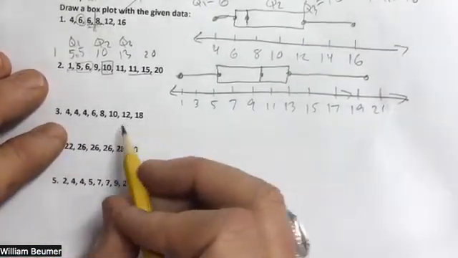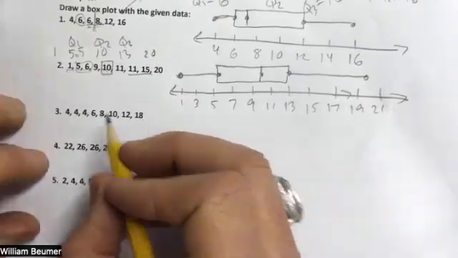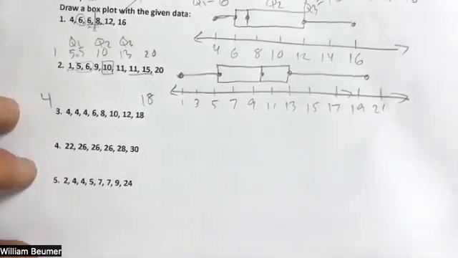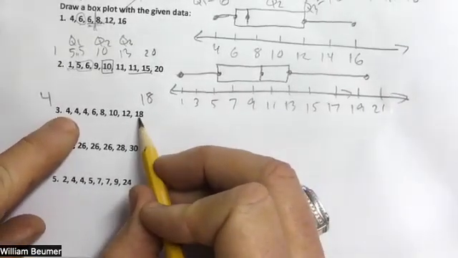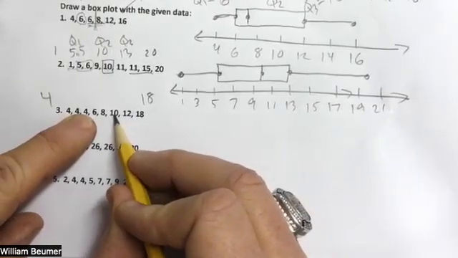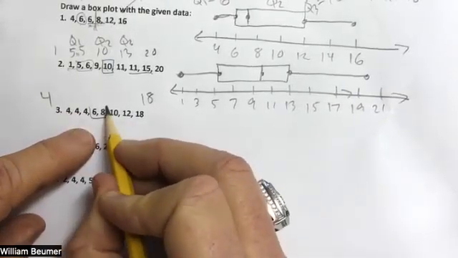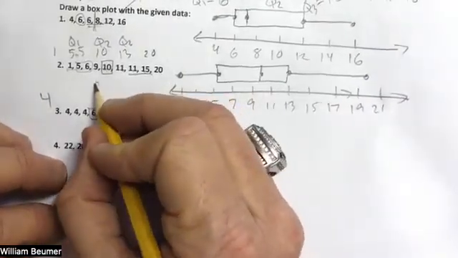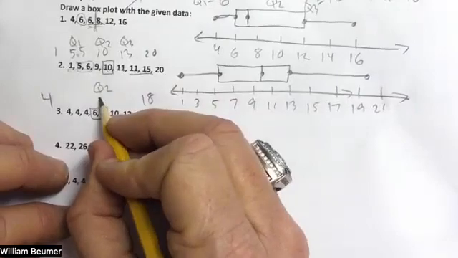So let's look and see what happens with this one. Here they're of course in order. Let's find my min, which is 4, and my max is 18. Now the median, let's count from the outsides: 1, 1, 2, 2, 3, 3, 4. Once again, we have two numbers in the middle, and so I average those two. So my Q2 is 7.